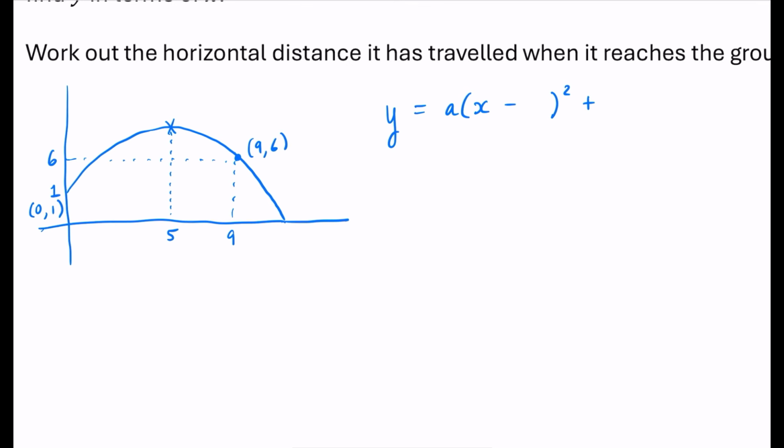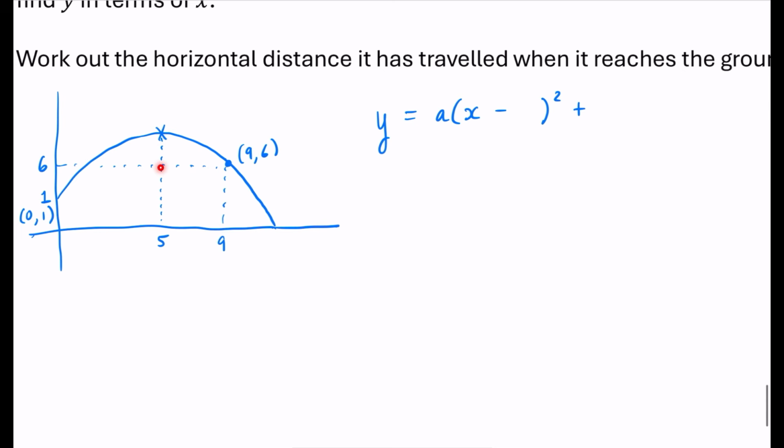Now, I wonder if you can think about what this is going to be, where the turning point of the graph is. Now, the turning point is at 5 when x is 5. So I think this needs to be a 5 here so that we get a bracket (x minus 5) squared.